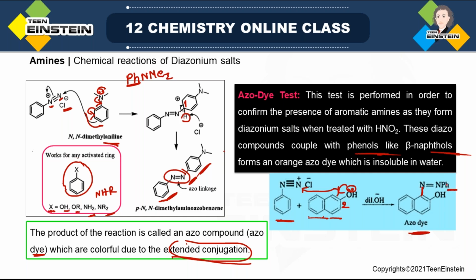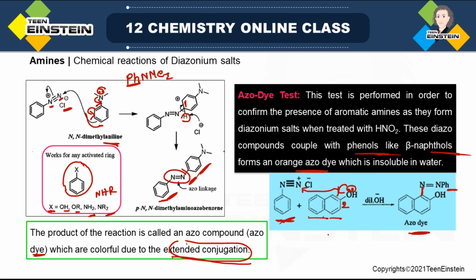If you write this ring elaborately, you can have so many resonance structures. Conjugation is possible in an extended way. That is why the color is very intense. And from this intense color, it is basically an orange azo dye, insoluble in water. As it is insoluble in water, you can even get some precipitate form, right? So from this precipitate having intense orange color, you can easily understand, yes, that this amine is present.